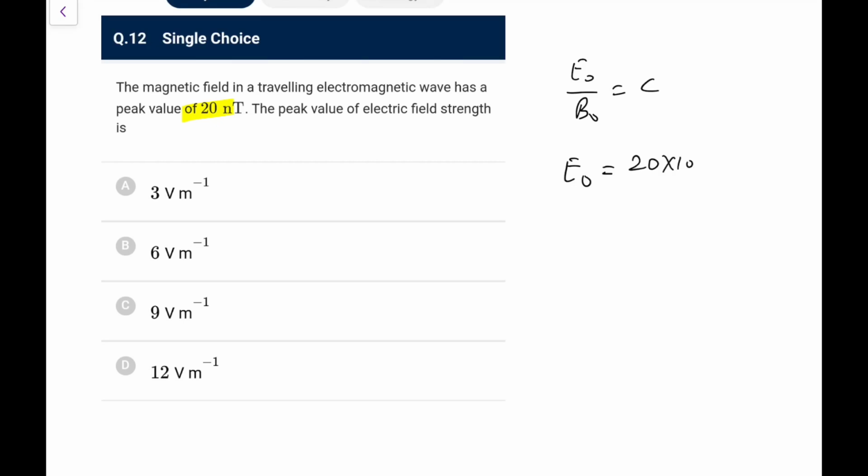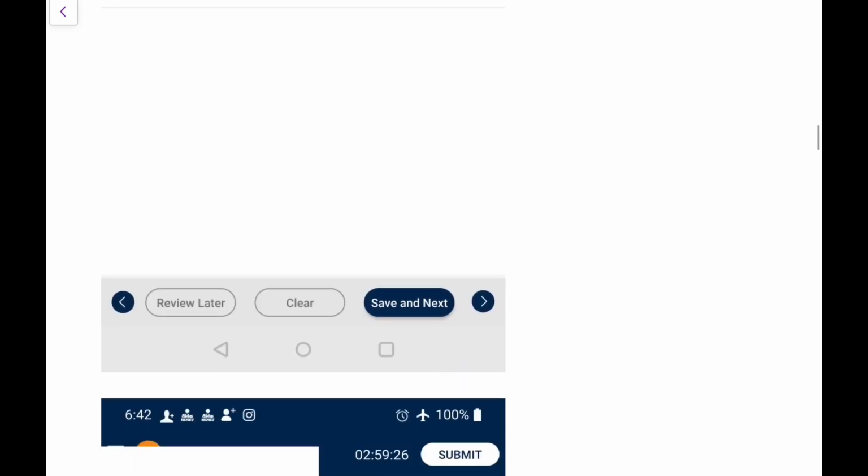20 into 10 to the power minus 9 into 3 into 10 to the power 8, and 1 by 9, that is 6 volt per meter. You can go for option B. Again a very easy question for you, just basics.